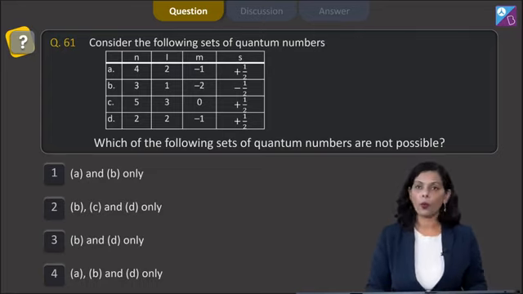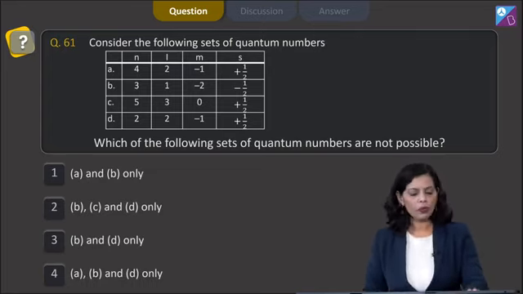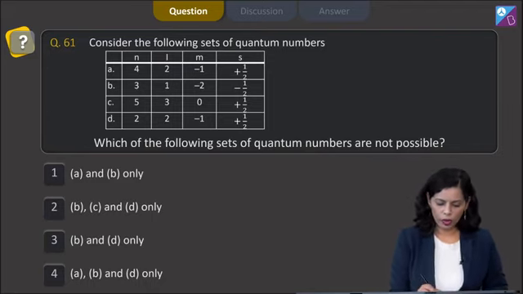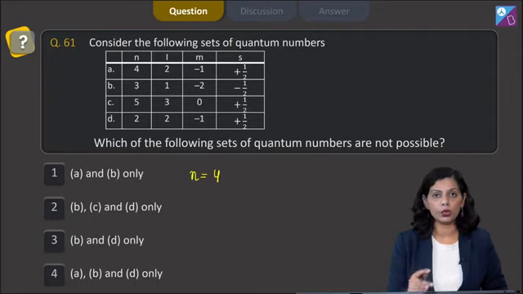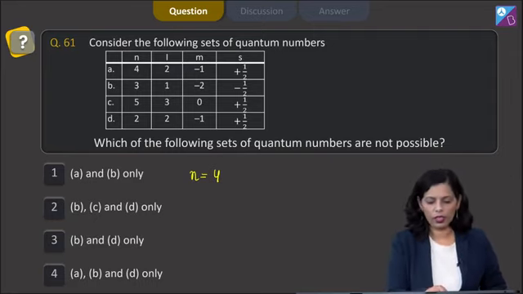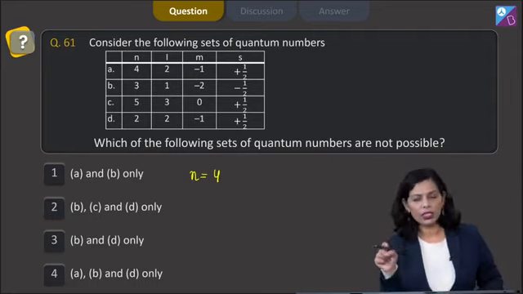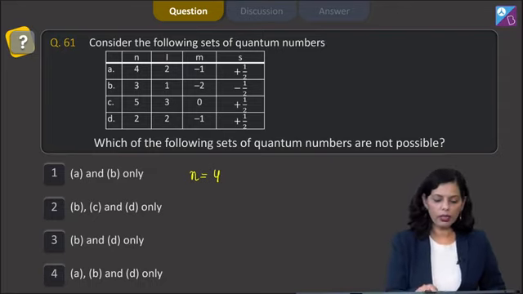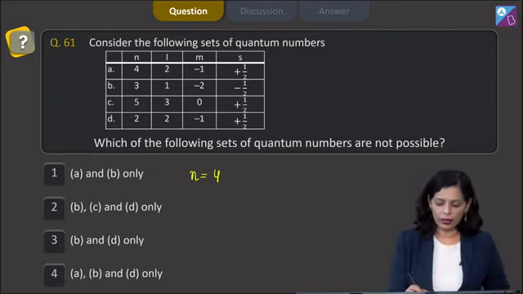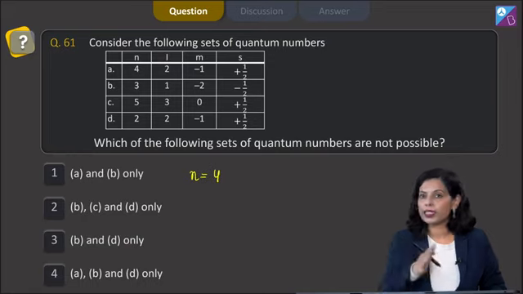First of all, I am taking the first one, that is A. The n value is 4. If the n value is 4, then the l value should be 0 to n minus 1. It is 2, right? So it comes in 0 to n minus 1. Then same for the m value, what should be the m value? The m value should be minus l to plus l.